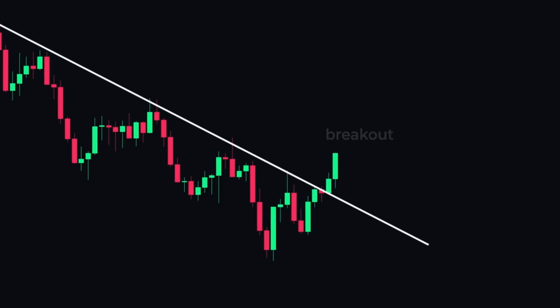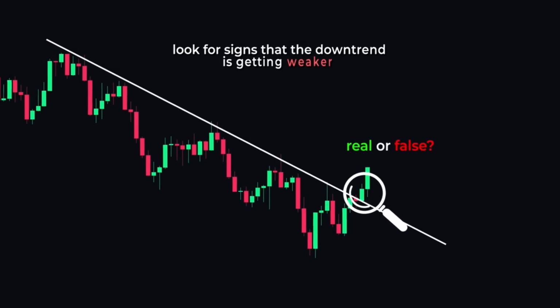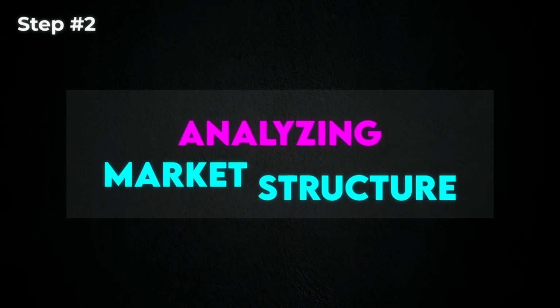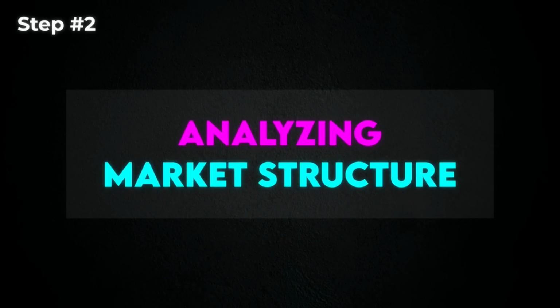Now, in order to know whether this breakout is likely a real breakout or a false breakout, we need to look for signs that the downtrend is getting weaker. And the way I do that is by analyzing market structure. Here's how it works in this example.